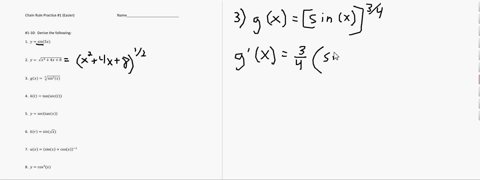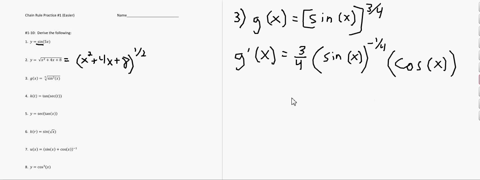Inside stays the same. Nothing wrong with that. And 3/4 minus 1 is negative 1/4. Times the derivative of the inside. Now deriving sine is just cosine. Okay, and now the calculus is done. We're just going to simplify here.